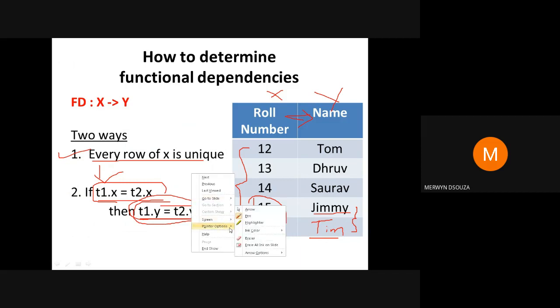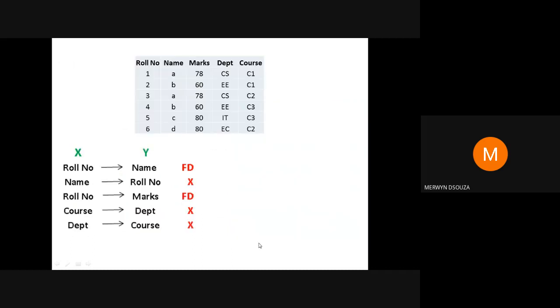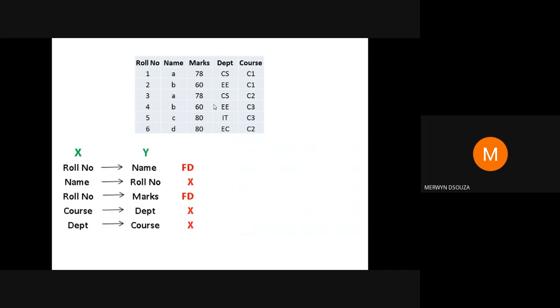I hope you got the idea of how to determine a functional dependency. So let's continue with the examples. There are some more examples here of how you determine functional dependencies. The first example we have already seen: given a roll number, you can determine the name. Before we go forward, please note down these conditions. You will need these conditions to determine whether it's a functional dependency.